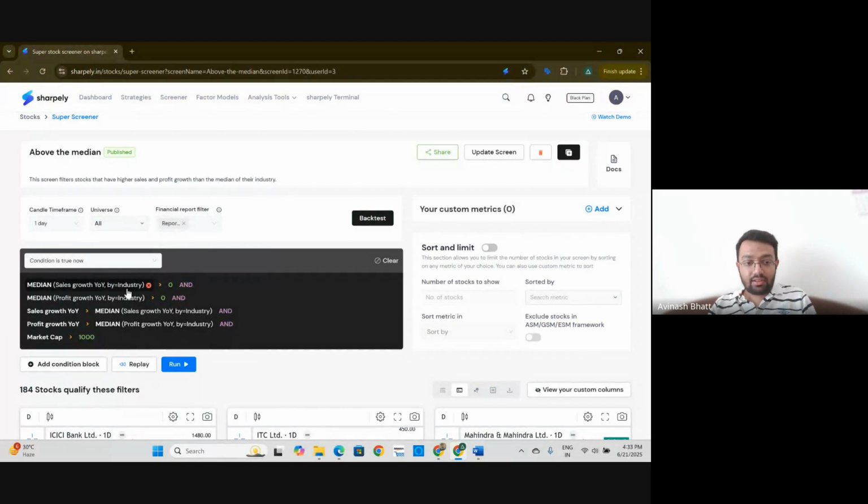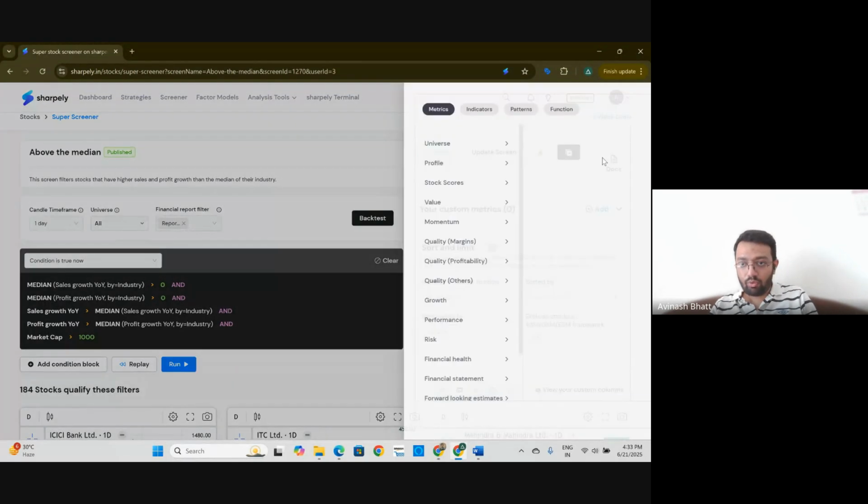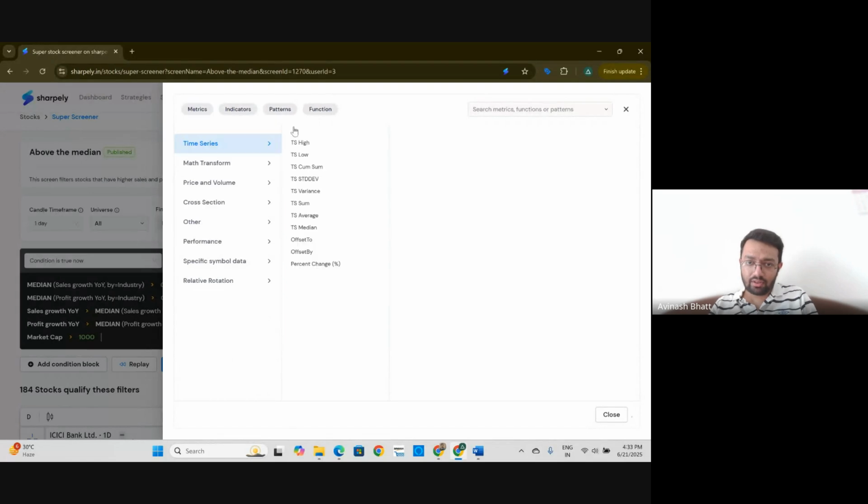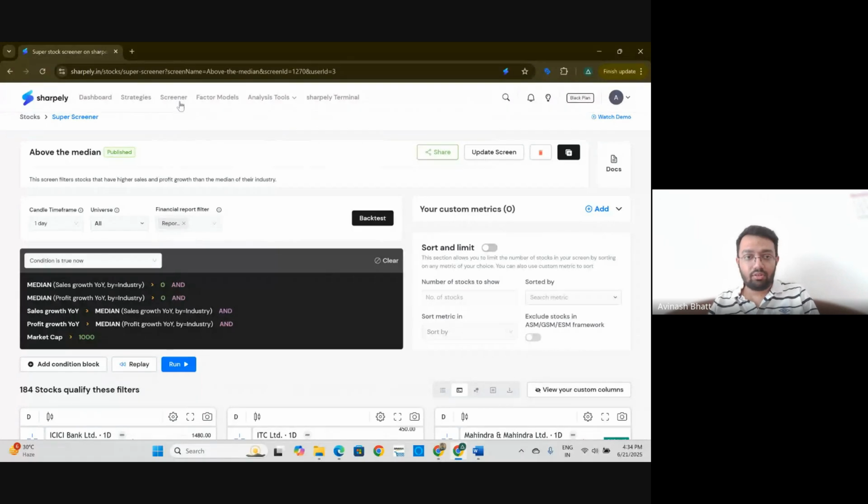So in this, what we have used are functions like median. If you go to docs here and you go to functions, there are all kinds of functions, and we will use some of them in our technical screens as well. Right. So this is, let's say, a slightly advanced version of a fundamental stock screen.